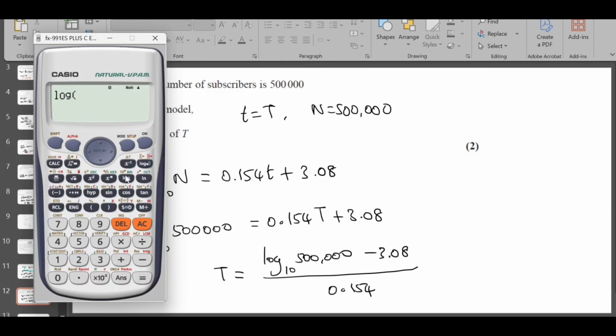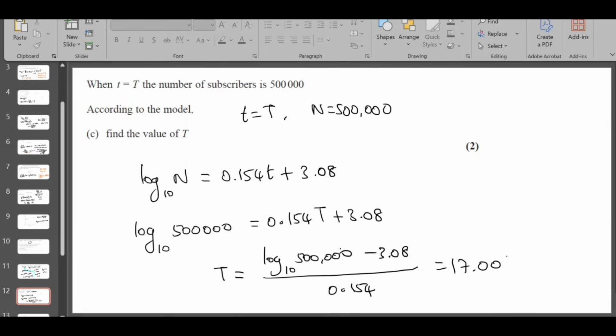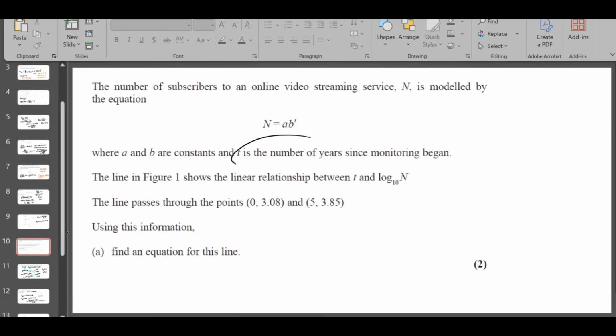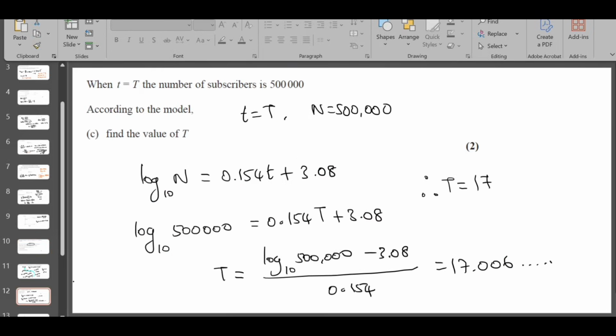You can just use log without the base because the default base is 10. Log 500,000 minus 3.08, divide by 0.154, and we get 17.006, etc. Therefore T is equal to, rounded to 3 significant figures, 17. Look at the unit in the question, number of years. So 17 years. That's all.